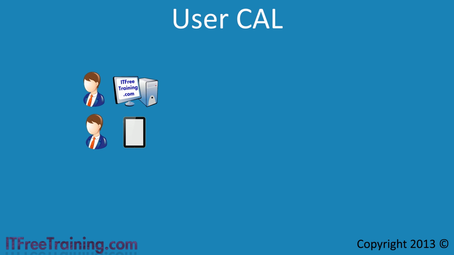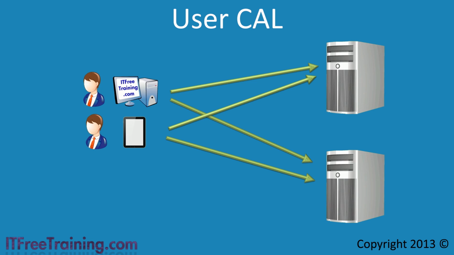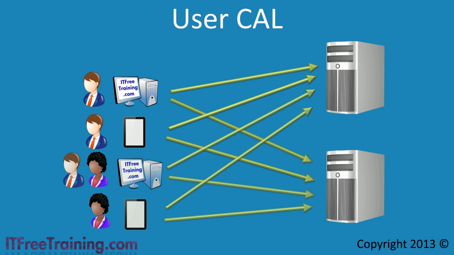A User CAL is bound to a user, and thus they can use it to log into any computer on the network and then access any Windows Server that they wish. In this example, a single user has a desktop and a device which they use to access 2 different servers. Since the same user is using both devices, only one CAL is required. A User CAL is normally used when a single user is using multiple devices.